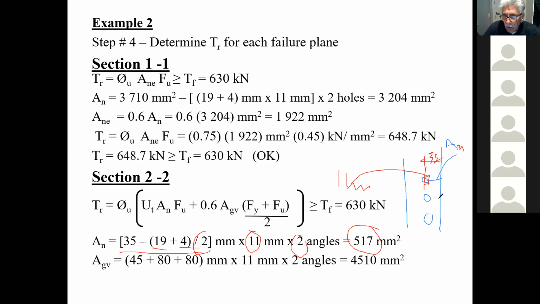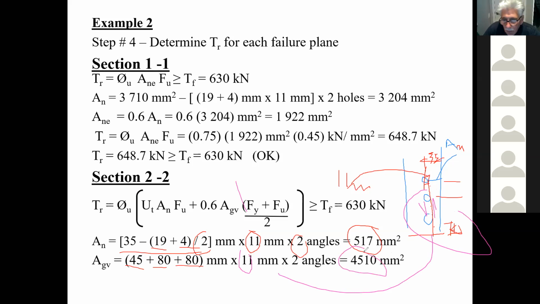Now, the AVG, of course, if you remember, the edge distance here was 45. And then I had 80 and 80, so therefore, the shearing across here is going to be 80 plus 80 plus 45. That's where I have this. So that's where it's going to fail in shear. Let me change color again, purple. This is where it's going to fail in shear, and therefore, I have to use this side of the equation. Now, 11 again is the thickness, and of course, I have two angles. So that's the total amount of area that I have to resist a shear force.